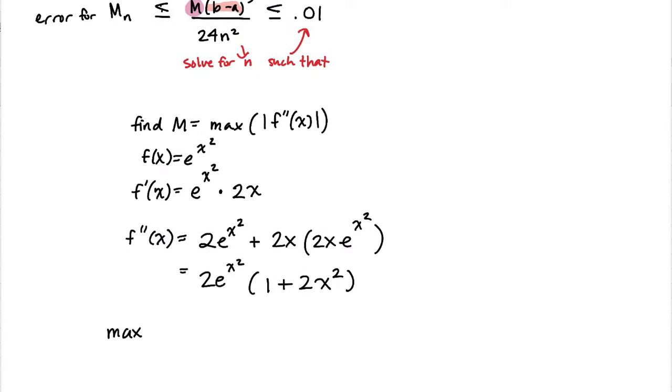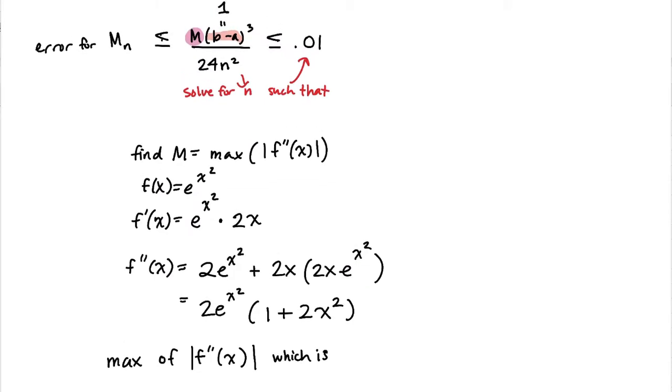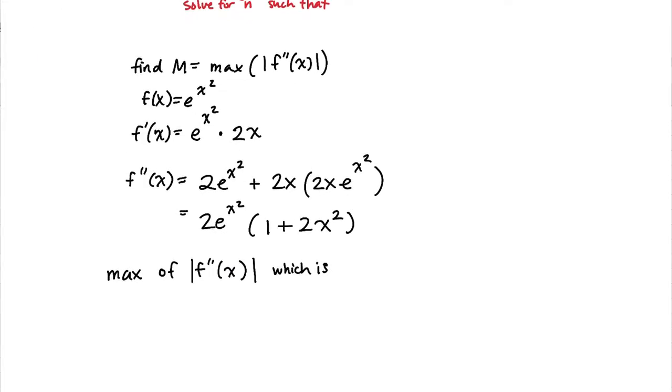Finding the maximum of this function, the absolute value is going to be positive. Because we're finding the maximum value of things that are already positive on 0 to 1 for our interval, that's going to be equal to just the second derivative function on 0 to 1. Okay, so I can drop the absolute value bars. I just need to find the maximum of this function.